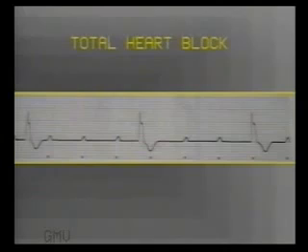That is, the atria are beating to their own sinus rhythm and the ventricles are beating to their own ventricular rhythm. Impulses are not going across the AV node to the ventricles. So this is third degree AV block, or complete heart block.